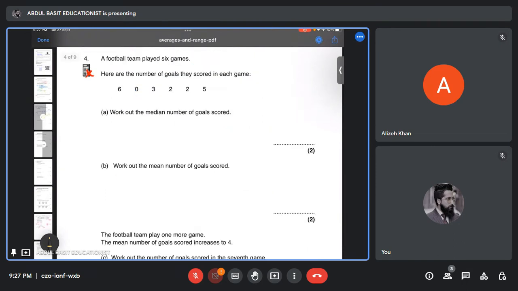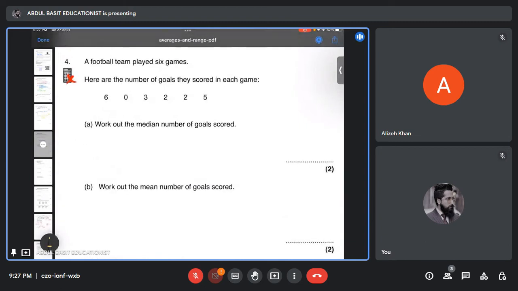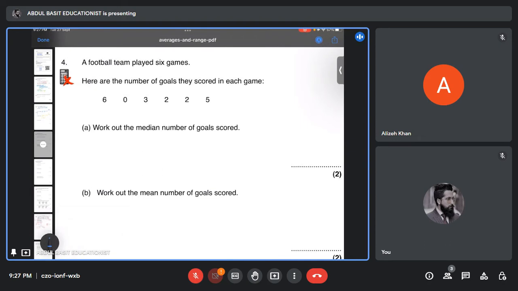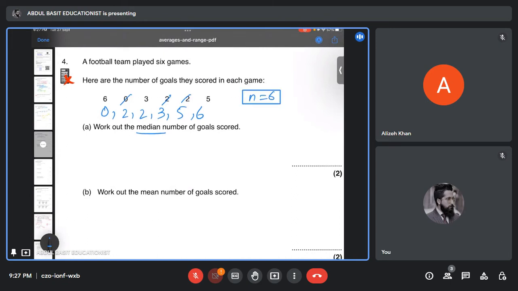Let's see another question. A football team played 6 games. Here are the number of goals they scored in each game. Whatever data you get, just arrange it for the sake of easiness. So 0, then two 2s, then 3, then 5, and then 6. They ask for the median. As we see, n is equal to 6, an even number. When n is an even number, the formula of the median is n by 2, which is 6 divided by 2, equal to the third value. But in median we always have a confusion. If we see from the left side, the third value is 2, and from the right-hand side the third value is 3.